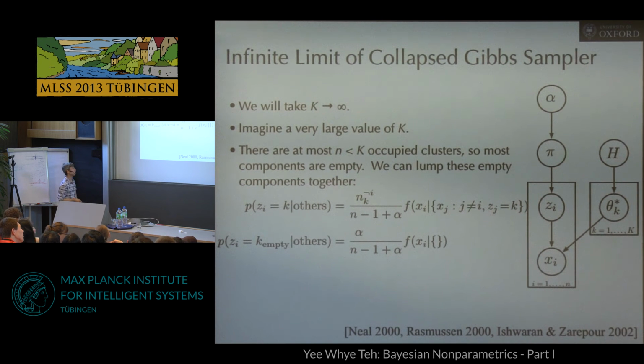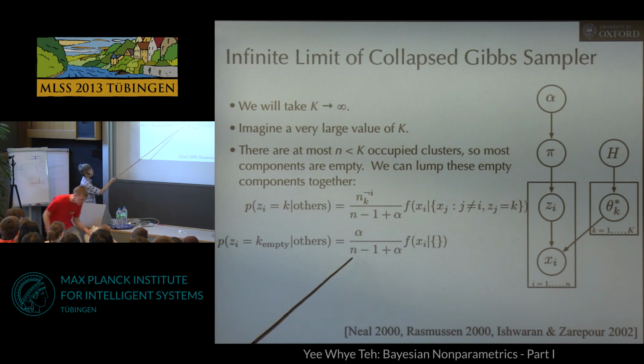Maybe I should come back to this. The intuition here is that if alpha is large, then the conditional probability of introducing a new cluster is going to be larger as well, because we have alpha times this conditional likelihood. So if alpha is large, this probability is going to be large as well.